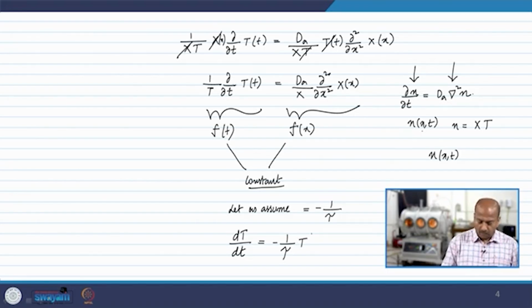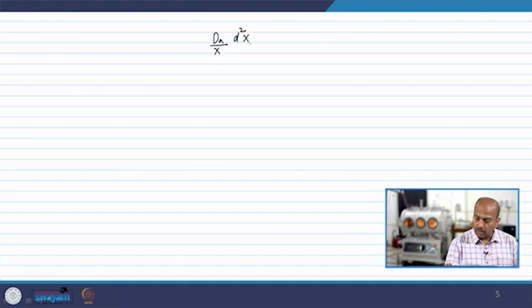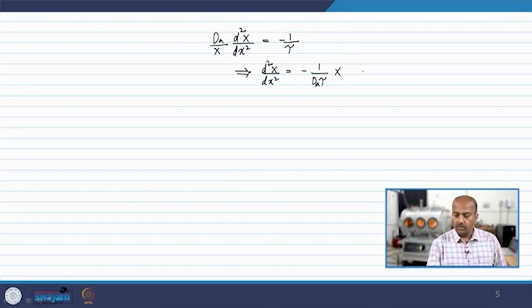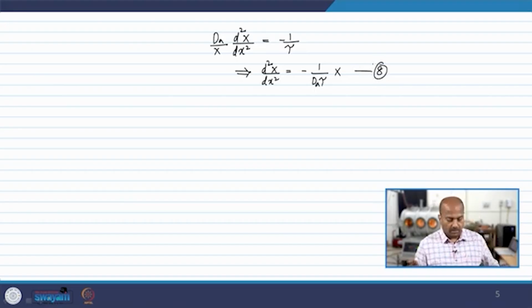Let us call this equation number 7. And similarly, (1 by capital X) d square X by dx square should also be equal to minus 1 by tau, or d square X by dx square is minus 1 by tau times X, and let us call this equation number 8.